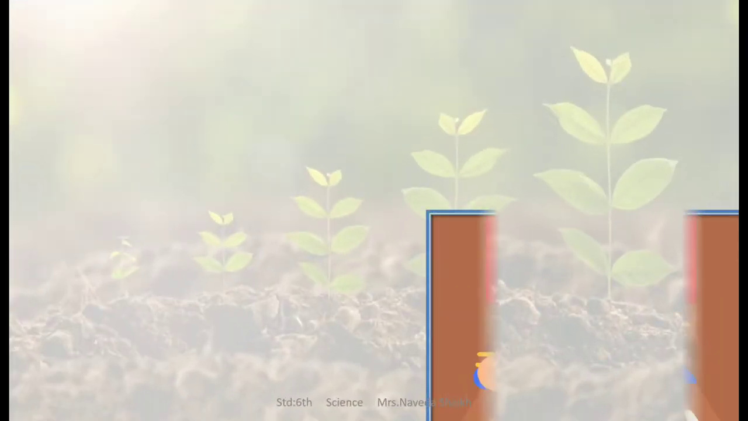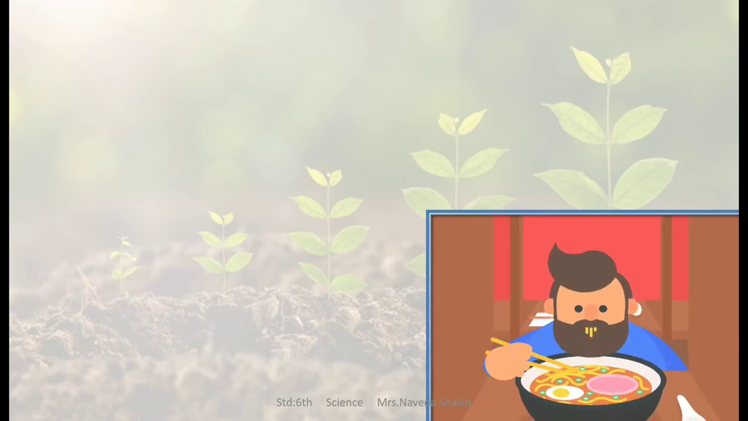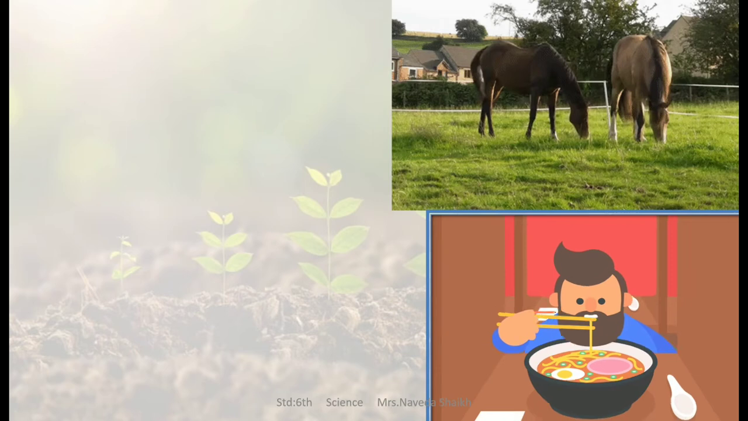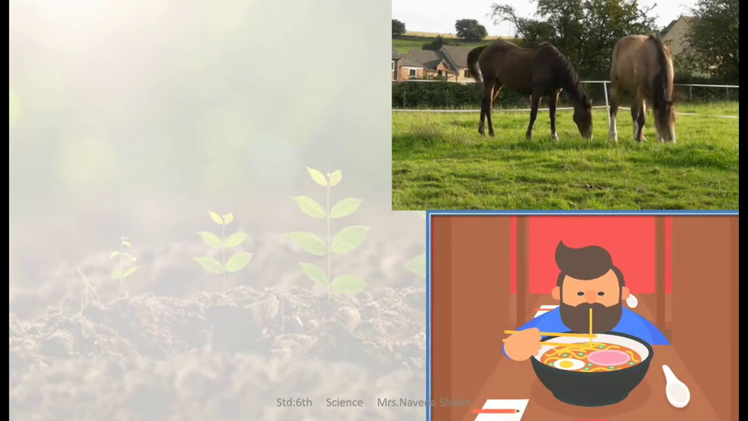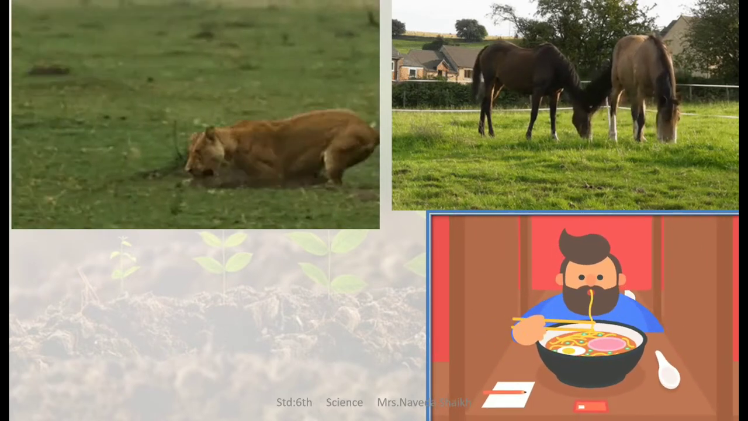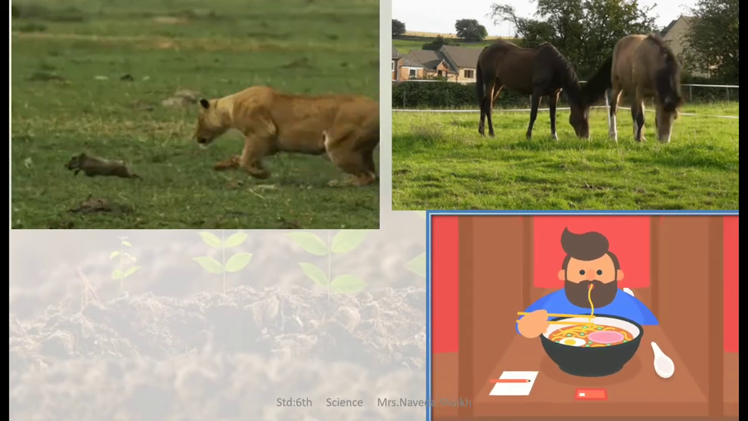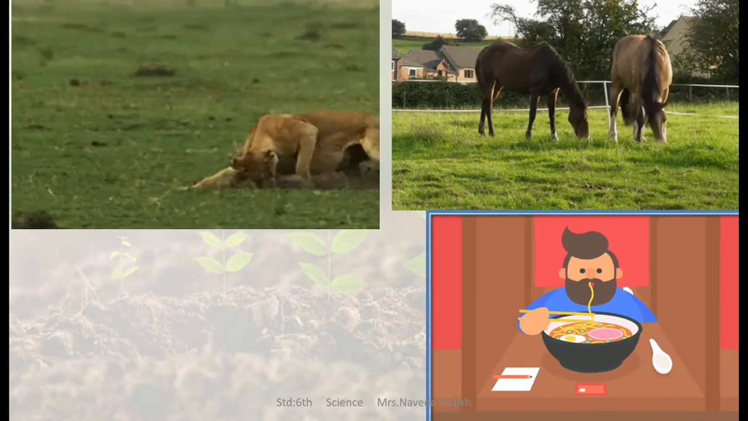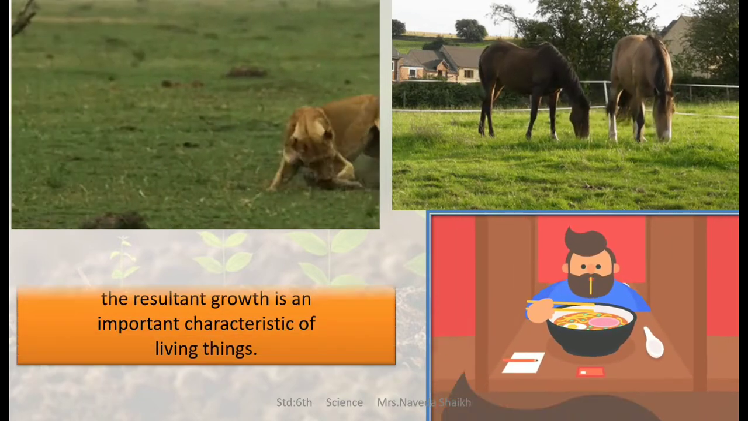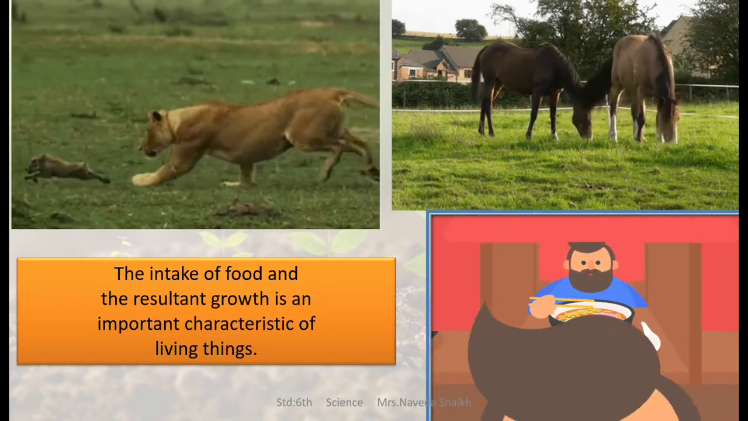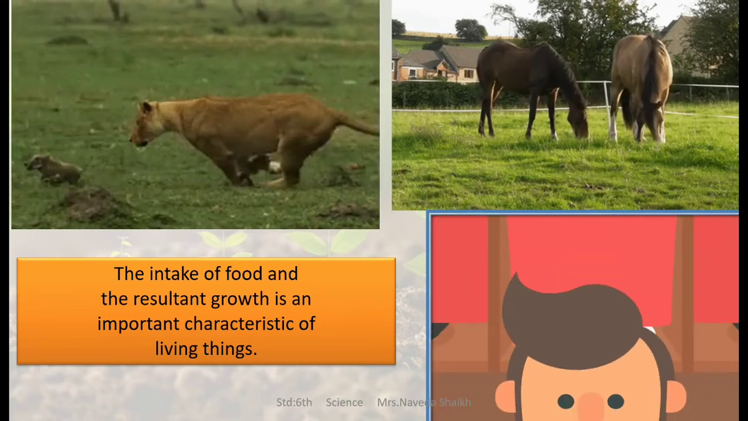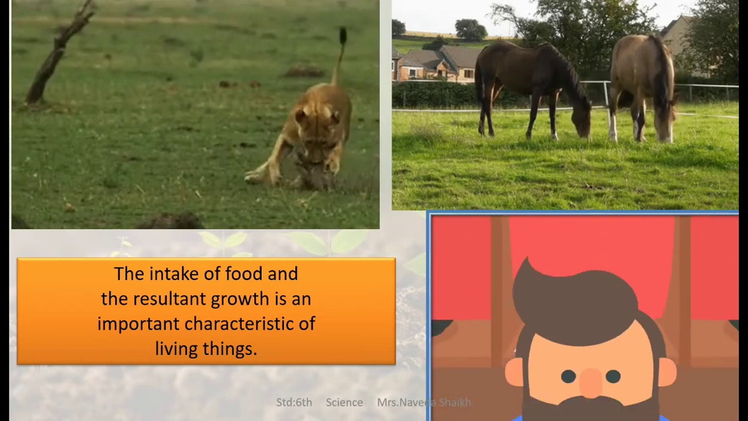As I told you, even we need nutrients for our growth, and that is why we need to eat everything that is cooked in our house. And here you can see horses that are eating grass from the land. As I told you, some animals need to hunt for their food, like the lion and the tiger. These animals eat other animals which eat plants. So food is extremely important. The intake of food and the resultant growth is an important characteristic of living things. It is a very important characteristic of living things, that is intake of food.